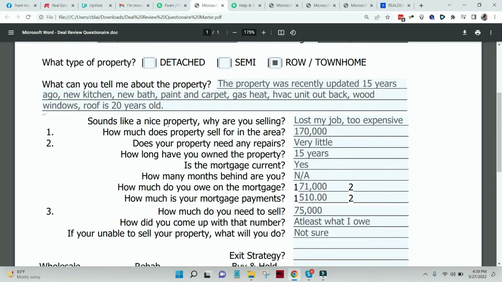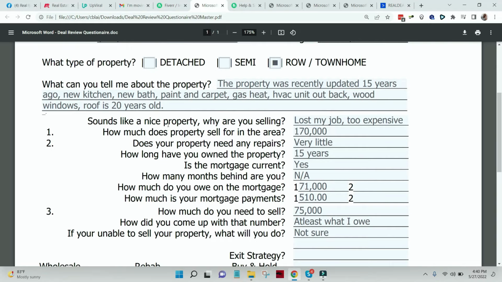Now, in this situation, the seller says the property was recently updated 15 years ago. Has new kitchen, new bath, paint, carpet, gas heat, HVAC, and it basically has wood windows. Roof is about 20 years old. Right away, I'm already thinking this is going to be a complete update. The cabinets are pretty old. You're looking at the kitchen. Bathroom is pretty old. Everything's going to need to be updated, new paint, and possibly new carpet as well. So I'm looking at all of those things when I ask that question. Next question.